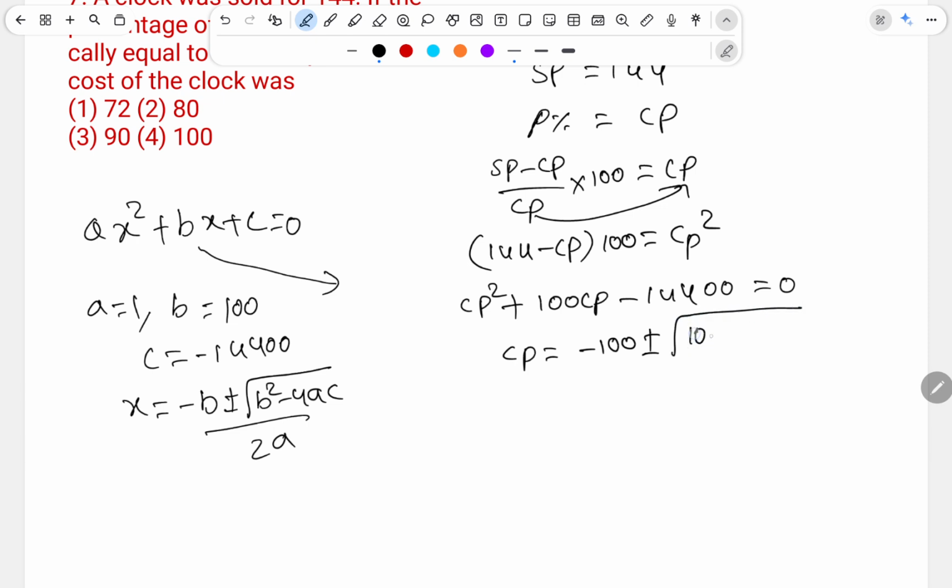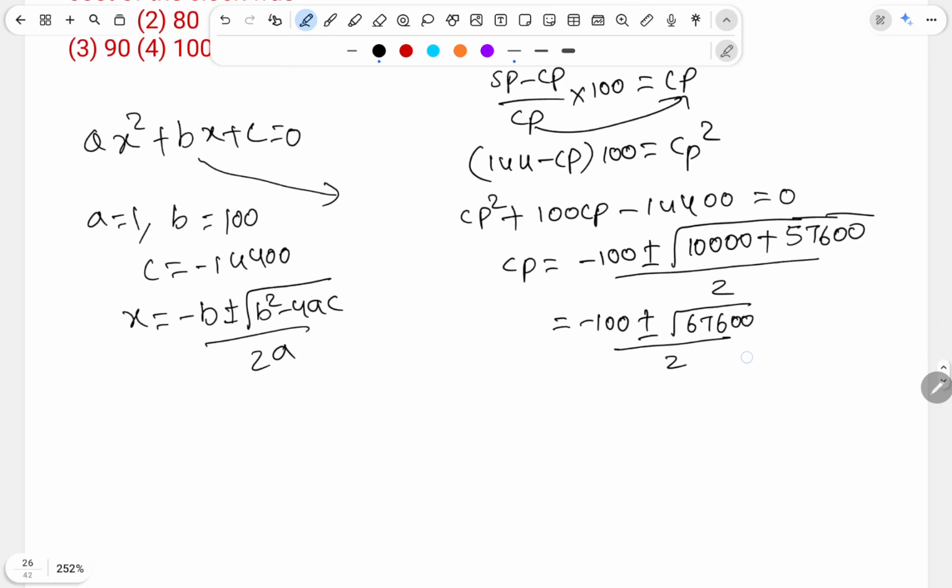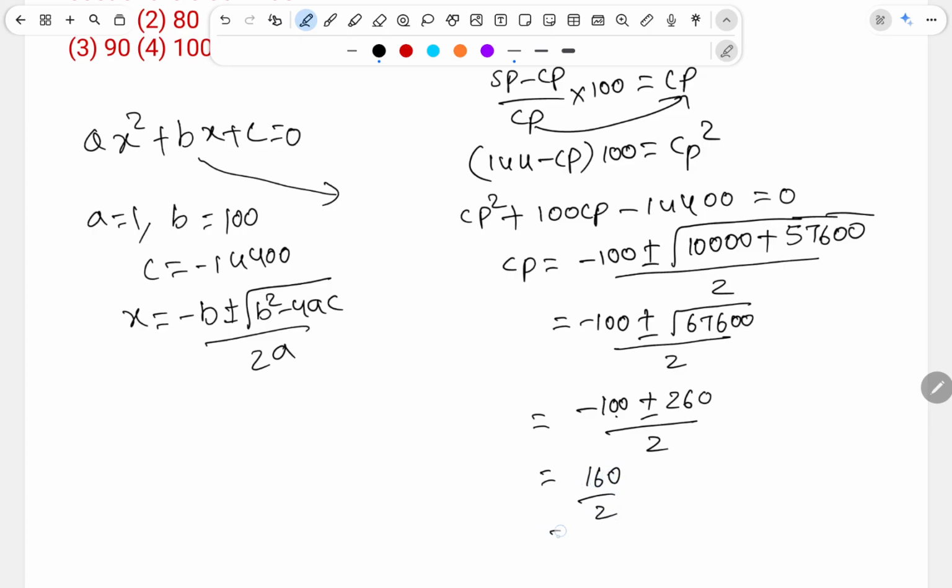So plus or minus root of B square, 10,000 plus 4 for 144s. The square root of 144 is 12 and the square root of 4 is 2. 12 into 2, 24. So 24 square is 576, whole divided by 2. Minus 100 plus or minus, it will become 676, 67600. At the end, if 2 zeros are there under the root, for the root it will be 1 zero, and 676 is 26 square. Plus or minus 100 and minus by 2. Then minus 100 minus 260, no use. Minus 100 plus 260 will be 160. 160 by 2 is 80. The other root will be minus 100 minus 260. Here we are getting a negative value. Cost price every time will be positive.